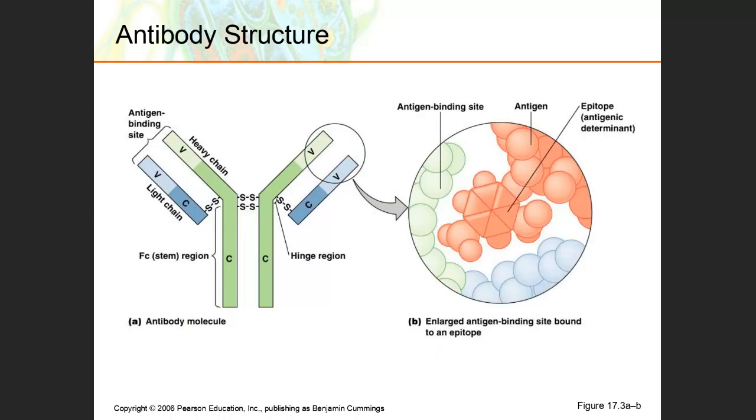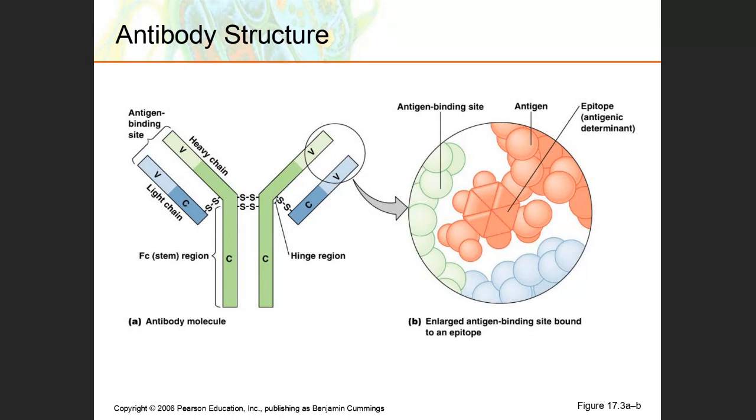So antibodies are Y-shaped molecules. They're actually shaped kind of like a Y. Here's a cartoon illustration to show you the overall structure. There are two long, heavy chains of protein and two short, light chains of protein.